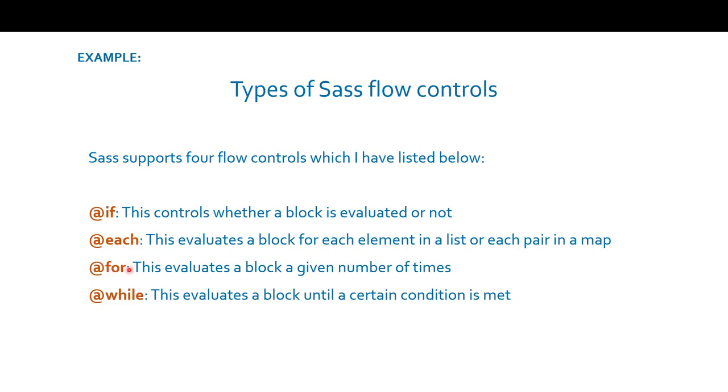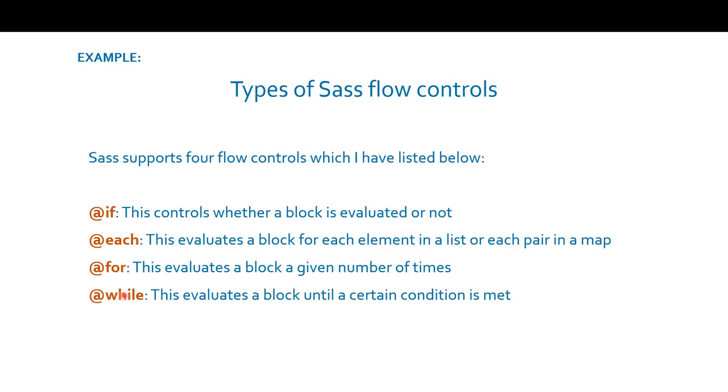Then @for evaluates a block a given number of times. We use @for to evaluate a block of code a given number of times. Let's say I want to clap 10 times, so I will just use @for. Or let's say I want to go to the supermarket 10 times in a week, it shouldn't be more than 10 times. So I will check the number of times I need to go to the supermarket, something of that nature. So you evaluate a block of code a given number of times, you loop through.